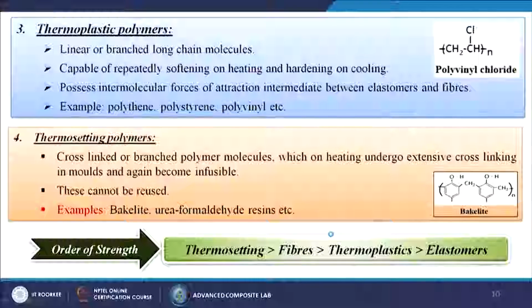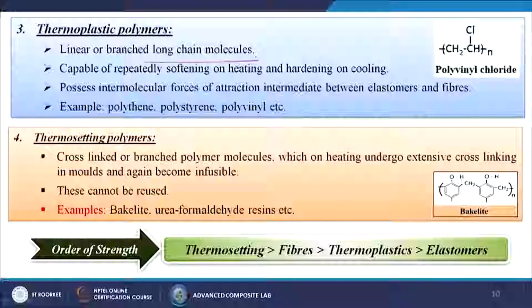Next, we are going to discuss thermoplastic polymers. Generally, these polymers are linear or branched long-chain molecules capable of repeatedly softening on heating and hardening on cooling, and possess intermolecular forces of attraction intermediate between elastomers and fibers. As a basic idea, thermoplastic polymers are such that if we give them a shape and then heat them, they can melt again, and again we can reshape them. So, it is not permanent. But when we are talking about thermosetting polymers, if we give a particular shape, after that we cannot change it.